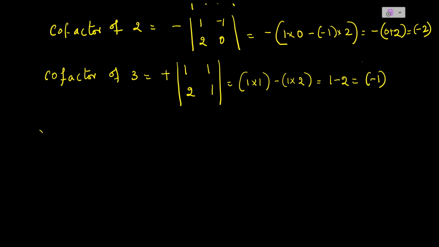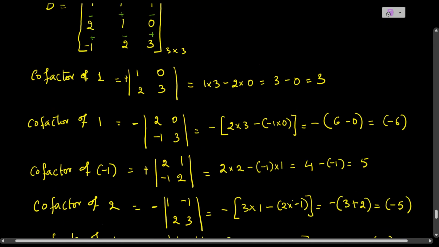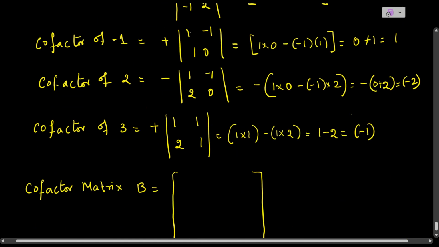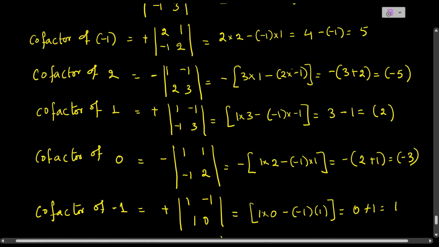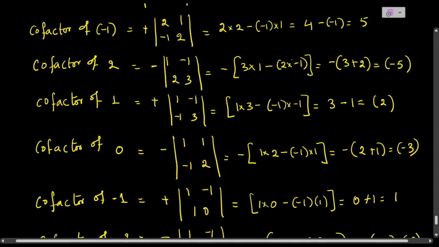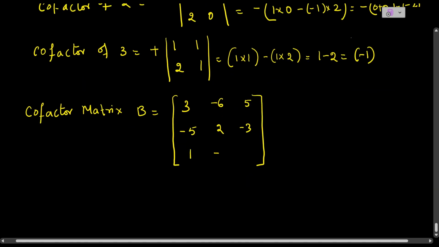Now what we have to write? We have to write the cofactor matrix of B. I have to place the answers for the corresponding elements, taken row wise. Let us place all the values. 3, minus 6, 5. Be patient, students. Next, minus 5, 2, minus 3, and the last row is 1, minus 2, minus 1. Up to here, clear, students?